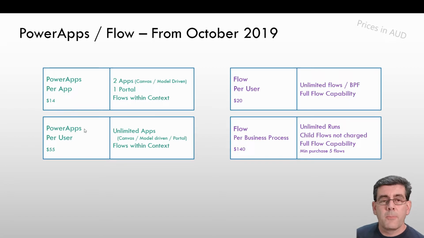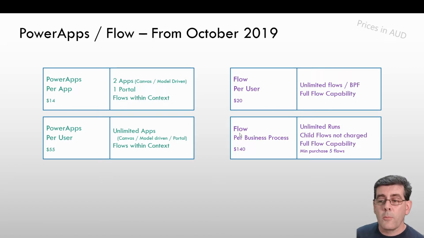Then the next level up from the per app license is a per user. So with a per user license, you get unlimited apps. They can be any combination of canvas, model driven, or portals. And again, you get the flows within the context of your app. On the flow side of things, we now have a flow per user. So this is where the user themselves can have unlimited flows or business process flows, and they get the full flow capability. Whatever their flow needs to be able to do, they'll get access to that.